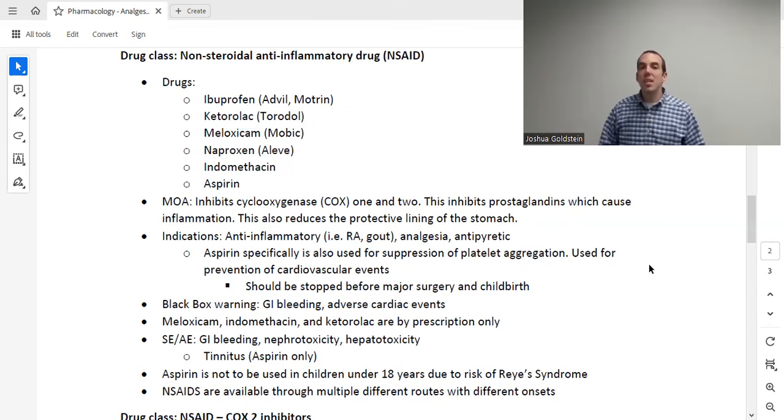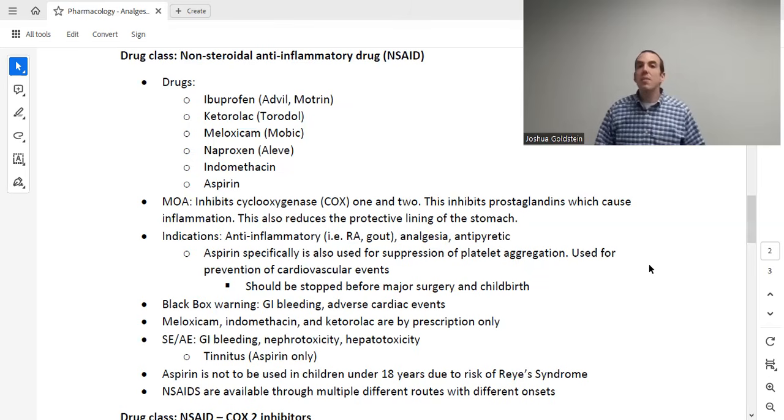So if I ask you on a test, what labs would I need to order before administering NSAIDs? Well, you better look at this and you better know, well, it's nephrotoxic. So that means BUN and creatinine I should be checking. And it's hepatotoxic. So I better be checking the AST and the ALT to see what's going on.